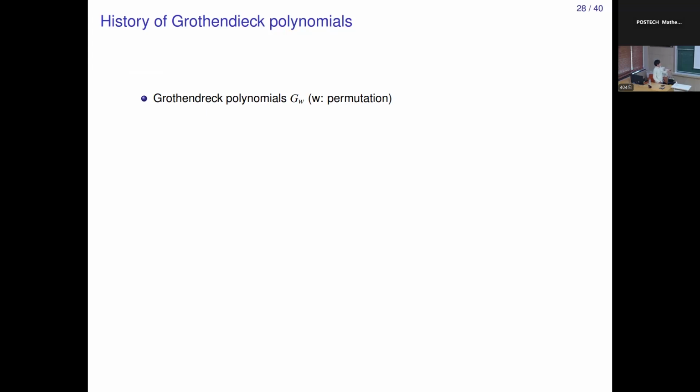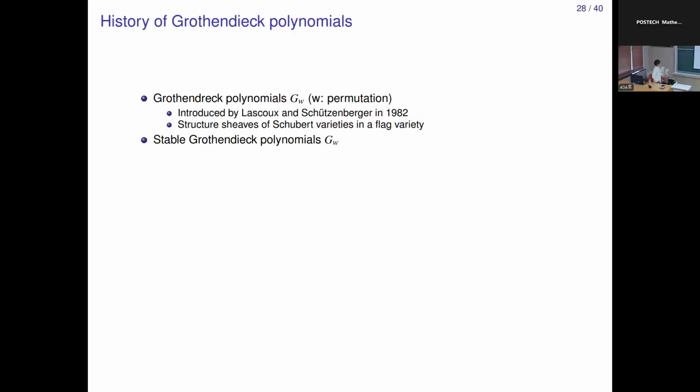First of all, Grothendieck polynomials are indexed by permutations, not just partitions. So there are more indices than Schur functions. And this was first introduced by Lascoux and Schützenberger more than 40 years ago. And they introduced this when they were studying the K-theory of Schubert varieties in a flag variety. So there's some geometric motivation.